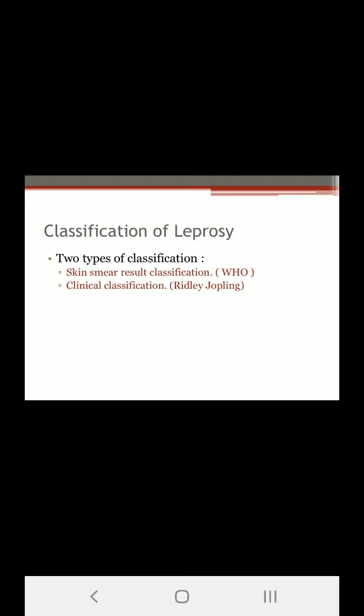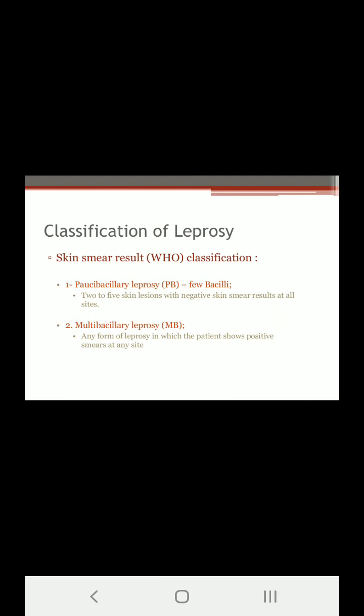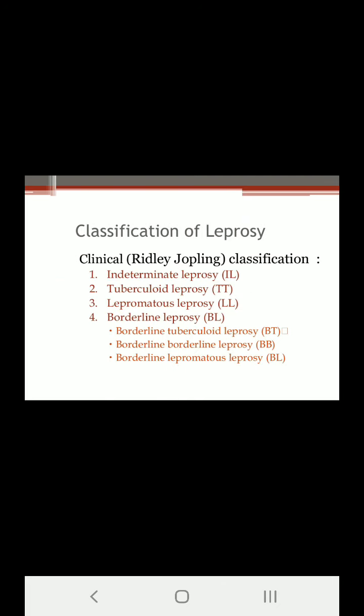There are two classifications. One is the skin smear classification by WHO, and the other is the clinical classification most commonly followed, the Ridley-Jopling classification. In the skin smear classification, WHO has just two types of leprosy, paucibacillary and multibacillary. From the word paucibacillary itself, you can tell few bacilli. That is 2 to 5 skin lesions with a negative skin smear result. Skin smear is taken from the back of the ear, the back of the pinna. Whereas multibacillary is any form of leprosy in which the patient shows a positive smear at any site.